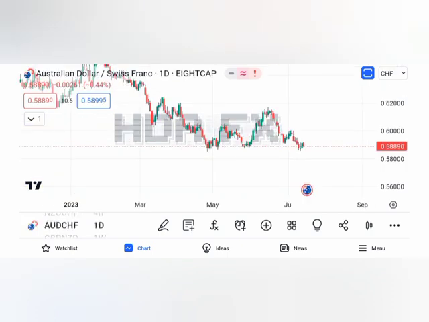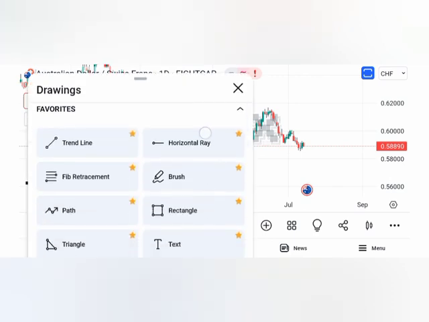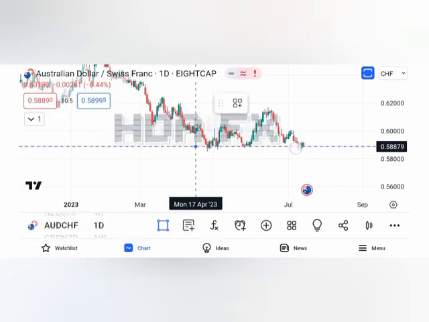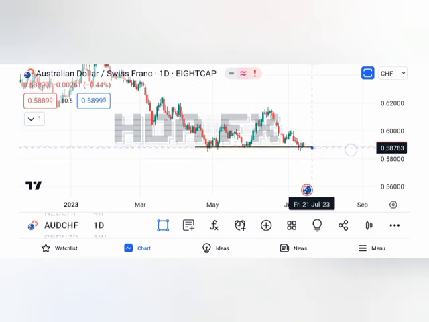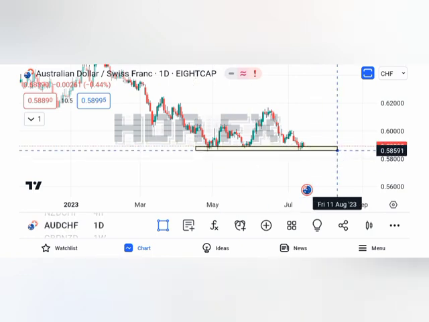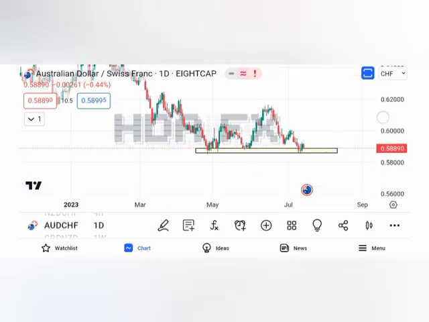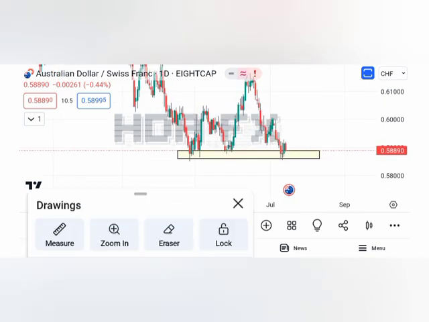So now our next pair we'll also be looking at is the Australian dollar Swiss franc. On the Australian dollar Swiss franc, we can spot a key level at this very point here. And we saw that price respected that key level. When price gets to that key level, price bounces up. And also, if we study closely, we can see another key level here.